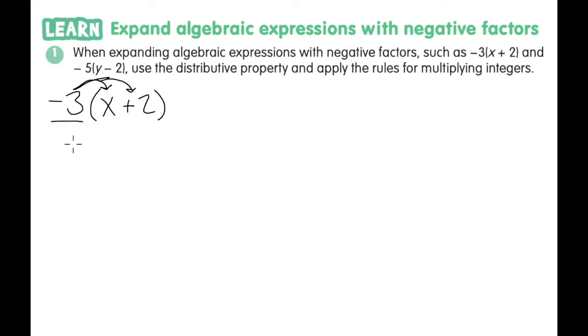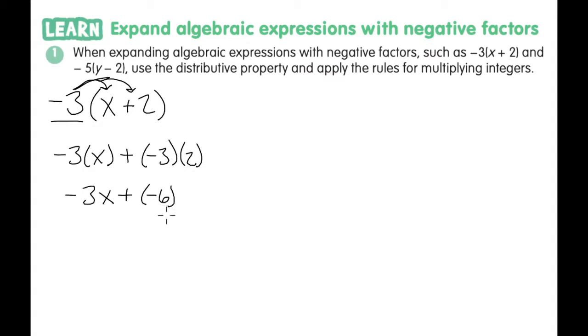So when we expand here, we're going to use our distributive property, and that would show us a negative 3 times x plus a negative 3 times 2. When we simplify, negative 3 times x is a negative 3x, plus negative 3 times 2 is a negative 6. We have a negative 3x plus a negative 6, and just to clean that up, we're going to write it as negative 3x minus 6.